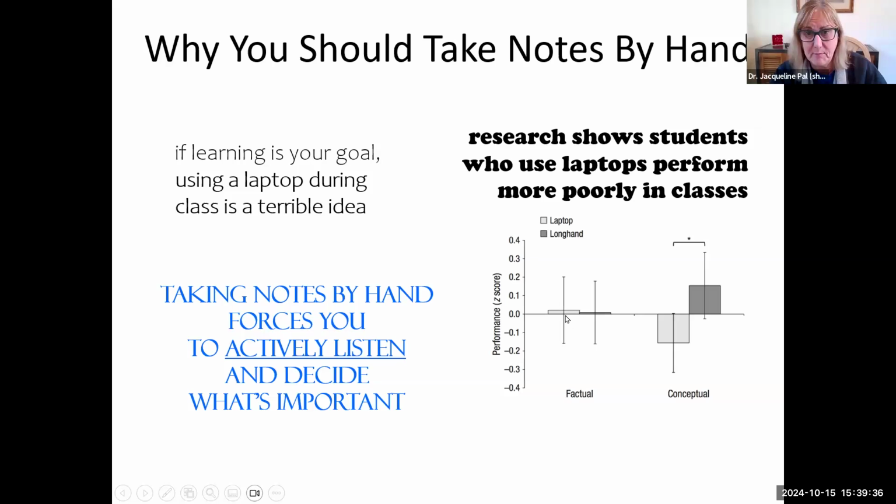Yes, if you have a laptop, you can write more facts than if you're taking notes by hand. But here's my question to you. Aren't more teachers giving you notes nowadays? Do you really need to type all those facts? Or has the teacher given you those facts already? Or are those facts already in your textbook? But here's the thing. Look at the concepts.